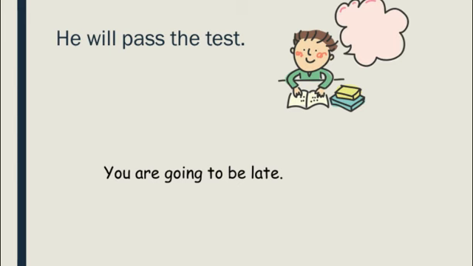an example given here: He will pass the test. You are going to be late. As you see, there's a picture of a person who is preparing heavily nowadays for the test, and it's obviously clear that he will pass the test. Another sentence given here is: You are going to be late. This is also a sentence demonstrating a future meaning.